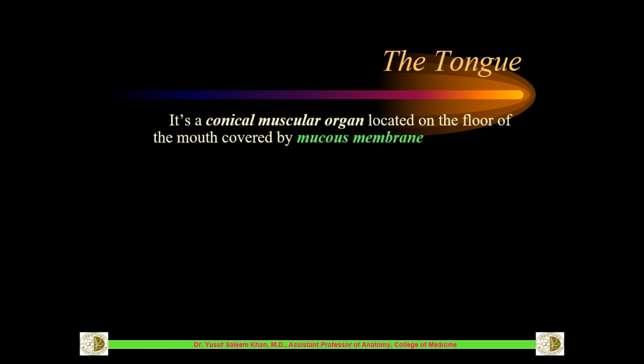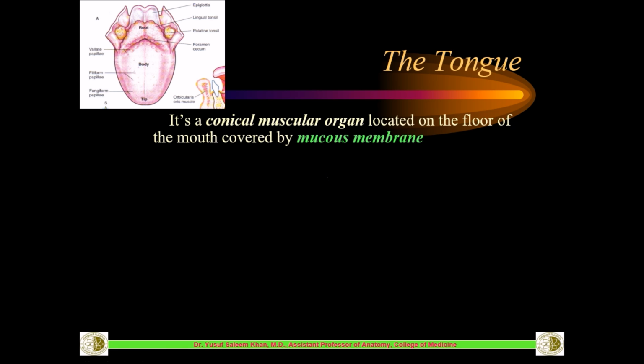The tongue is a very important structure in the oral cavity for deglutition as well as during chewing, to move the food particles to the side so that they will be chewed properly. This tongue is a conical muscular organ. It is mainly a muscular organ. There are no bones within it, so it is a boneless organ. It is located on the floor of the oral cavity, and it is covered by the mucous membrane.